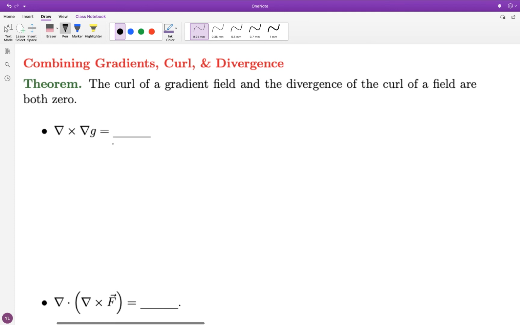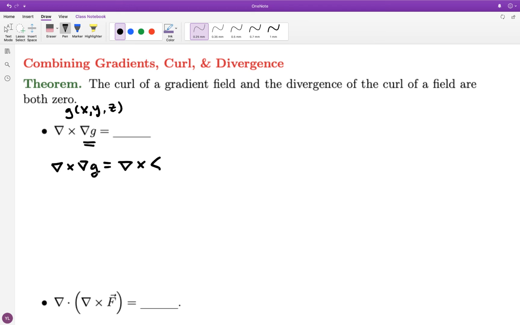When we combine the operations involving the del operator, like computing a gradient versus computing the curl of a vector field, or the divergence of a vector field. So for example, let's take a look at the situation where we might have a 3-variable function g. We compute the gradient vector field of g, and then we compute the curl of that gradient vector field. Let's see what happens.